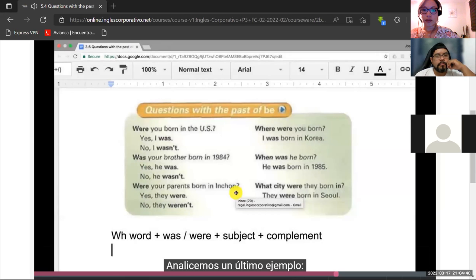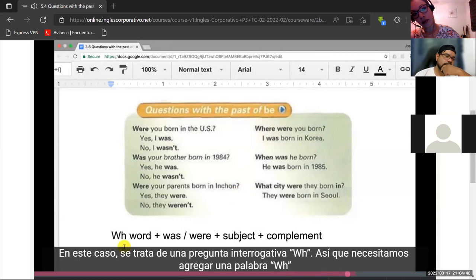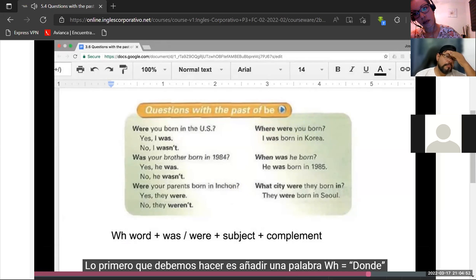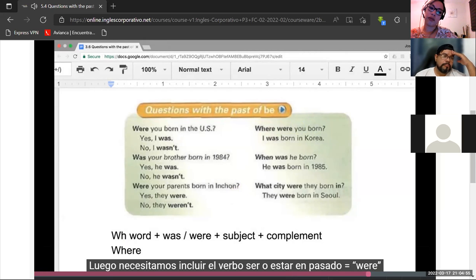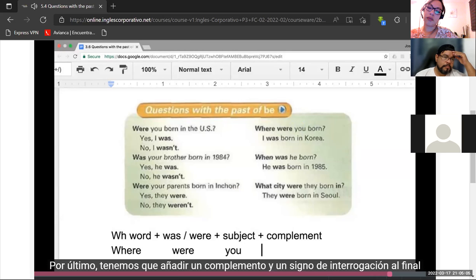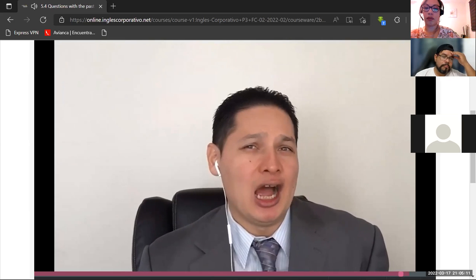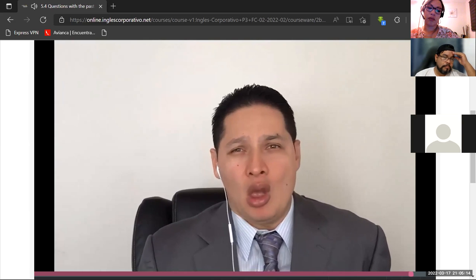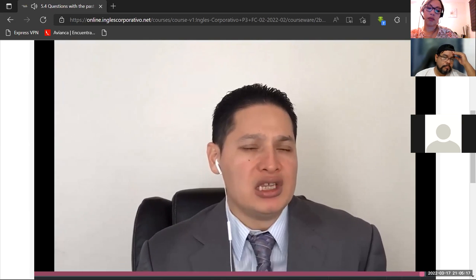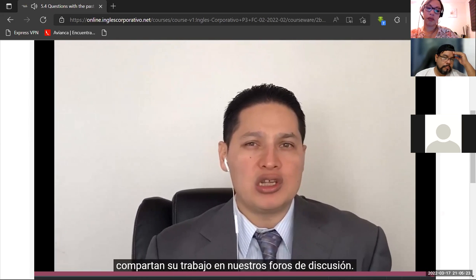Let's analyze one last example. Where were you born? In this case, this is a WH question, so we need to add a WH word. The first thing we need to do is to add a WH word. Next, we need to include the verb to be in the past, were. After that, we need to add the subject, you. Finally, we need to add a complement and a question mark, born. Now it's your turn to practice. I would like for you to practice making questions about place of origin and birthdays, similar to the examples on the chart. After you finish this activity, share your work in our discussion forum.